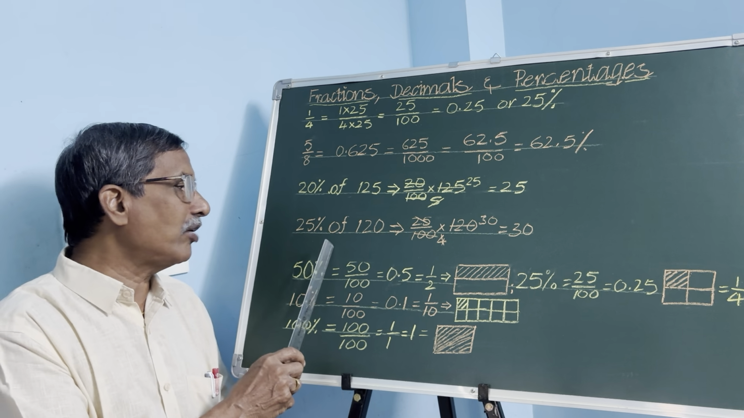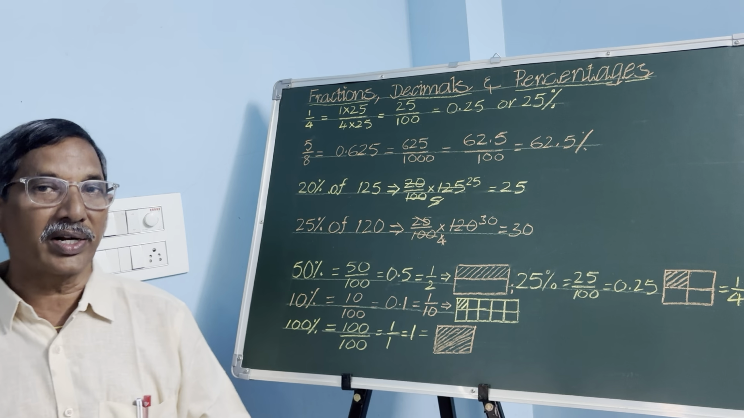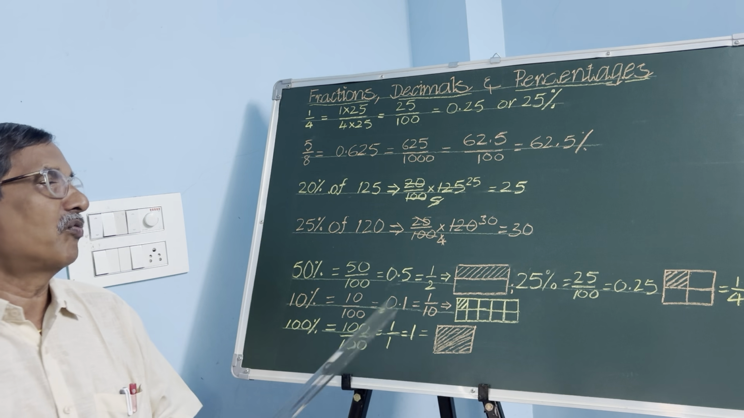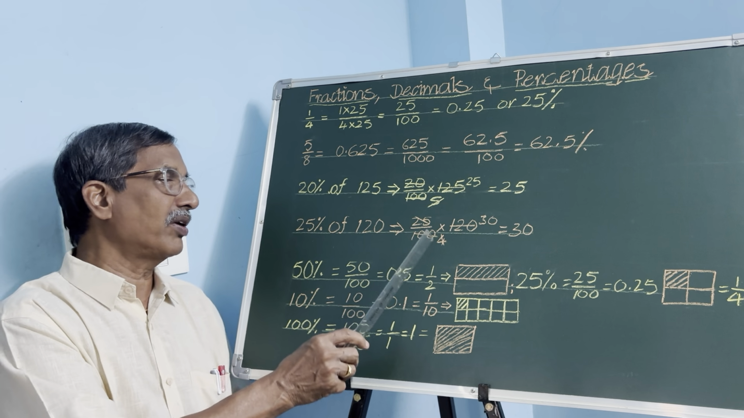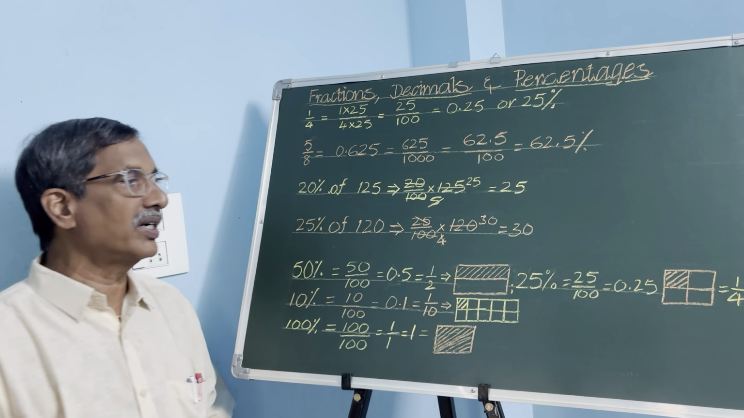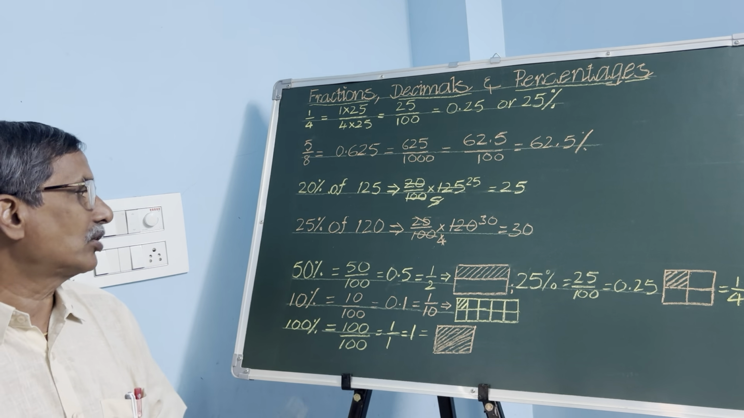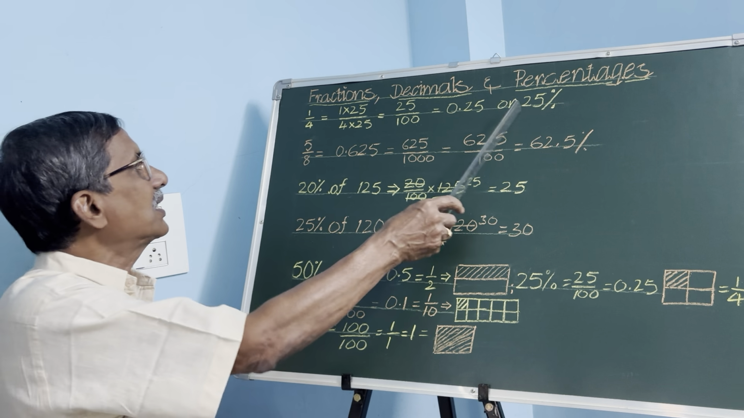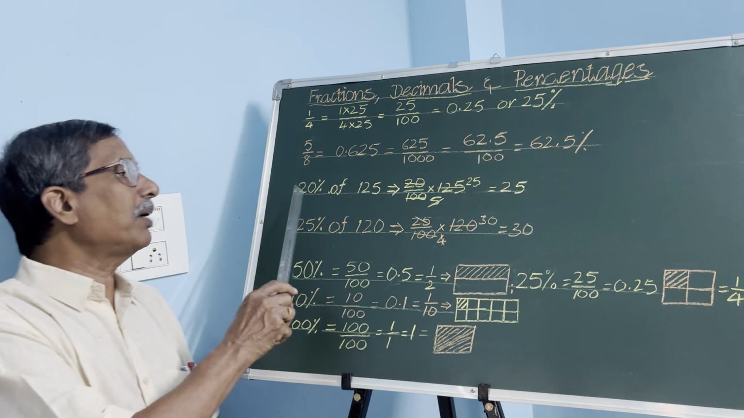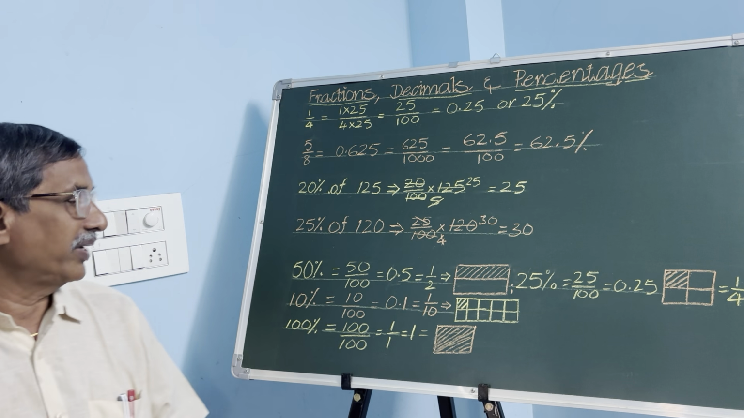And 25% of 120. How to calculate 25% of 120? We know that 25% means 25 by 100 of 120. So if you simplify 25 and 100, 25 divides 100 four times and 4 divides 120 thirty times, you will get 30. So we know that 25% is the same as 1/4. So 1/4 of 120 is 30. 20% is the same as 1/5. 1/5 of 125 is 25.